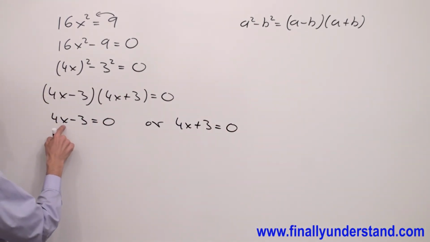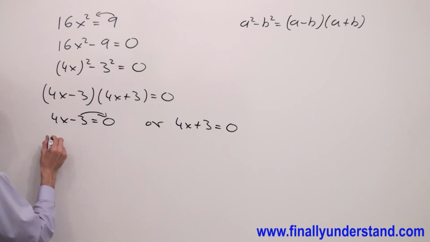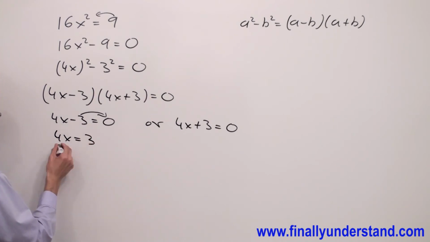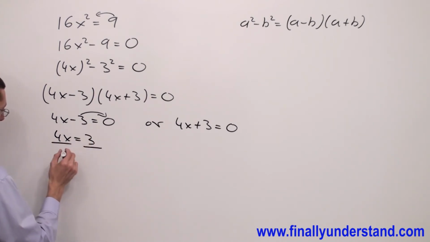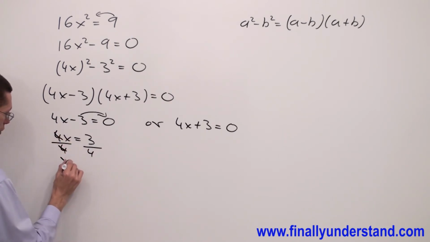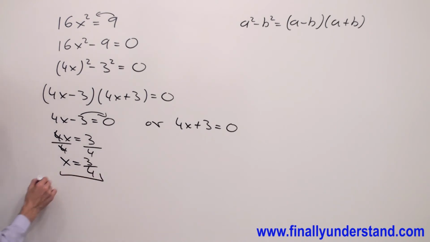In order to find the value of x, I have to move negative 3 to the right side, and I have 4x equals 3. Continue, divide both sides of the equation by 4. X is equal to 3 over 4.